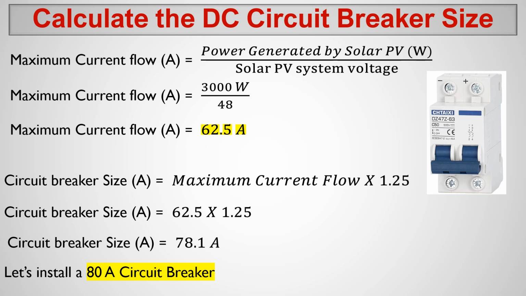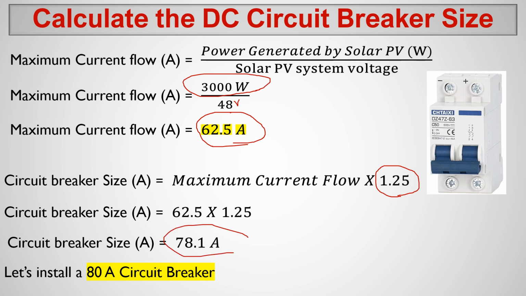Okay, solar: what is the breaker size? We have to find it from the solar panel size and the voltage. This is a 48 voltage system. We are getting 62.5 ampere, but we use a factor. We always use this factor to find the breaker size, which is about 78.1. So we can take the 80 ampere breaker.